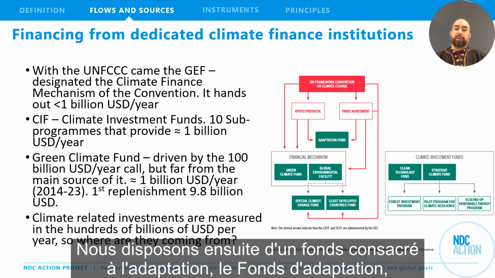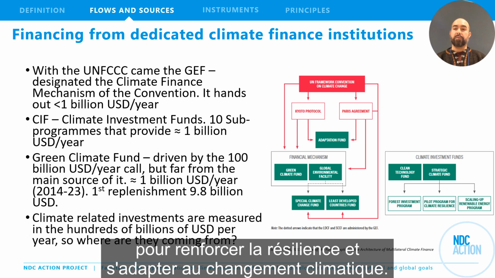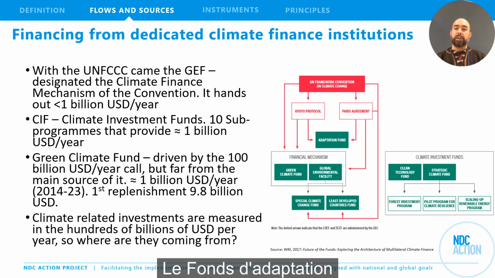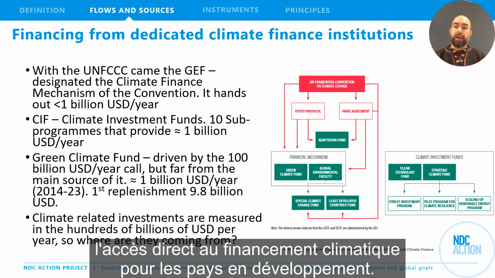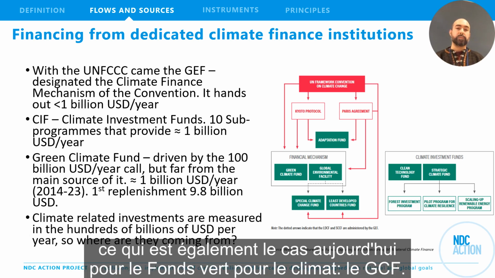Then we have a fund dedicated to adaptation, the Adaptation Fund, which also serves the Paris Agreement in assisting developing countries in building resilience and adapting to climate change. The Adaptation Fund was the fund that pioneered direct access to climate finance for developing countries through national accredited implementing entities, which is also the case now for the Green Climate Fund, so the GCF.